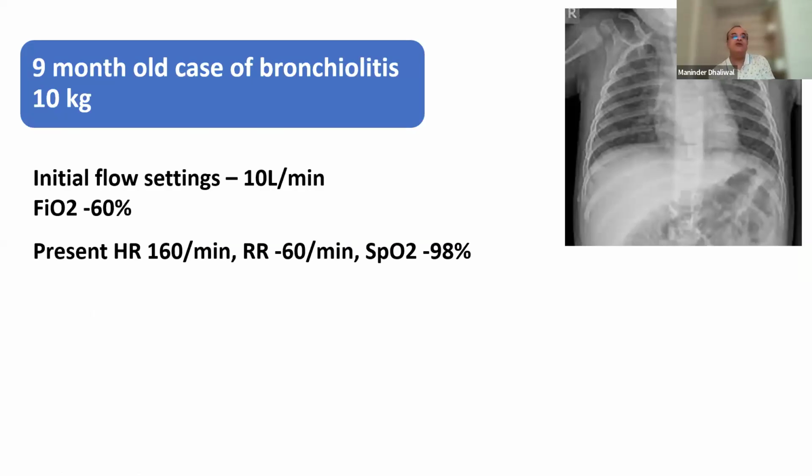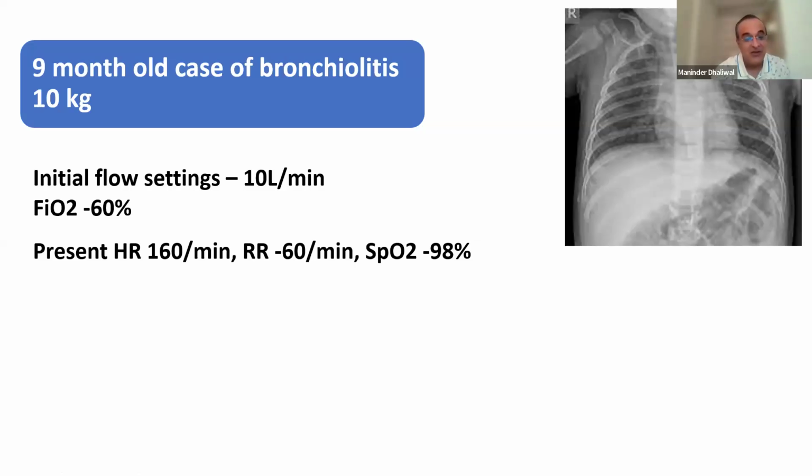So let us see this 9-month-old child. Is a case of bronchiolitis. Initial flow settings were 10 liters per minute, FiO2 of 60. The heart rate was 160, respiratory rate 60, and saturation of 98. And this is the X-ray, because I think nobody goes treating a respiratory patient without doing an X-ray.